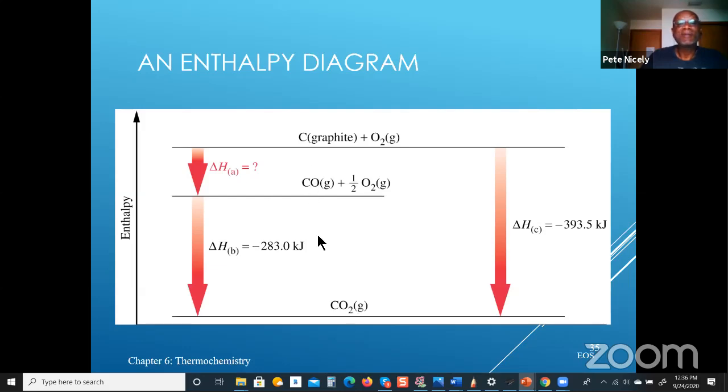So the reaction can take place in 2 steps. Or you can have the reaction taking place in 1 step where you have enough oxygen to react with the carbon and you get the direct reaction for carbon to carbon dioxide when it reacts with oxygen.